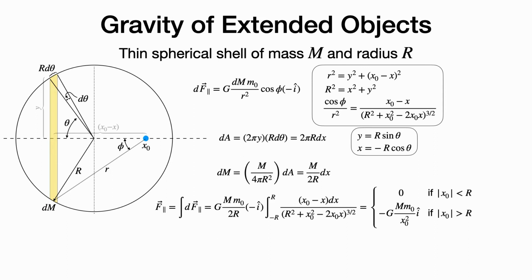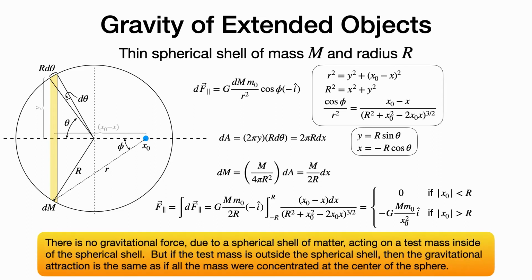If the gravitational force of the thin shell acts on a point mass inside of the shell, then the integral reduces to 0 and there is no gravitational force. On the other hand, if the mass is outside of the thin spherical shell, then we get a non-zero result. In fact, if the test mass is outside the spherical shell, then the gravitational attraction of the entire shell is the same as if all the mass were concentrated at the center of the sphere. On the other hand, again, if the test mass is inside the spherical shell, then no gravitational force is exerted on the test mass by the thin spherical shell.